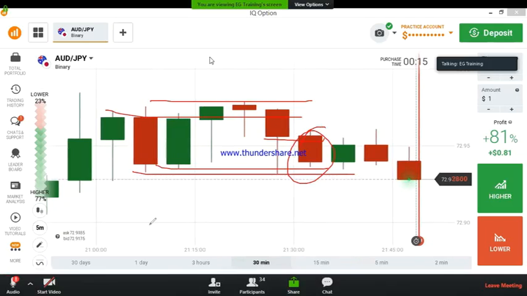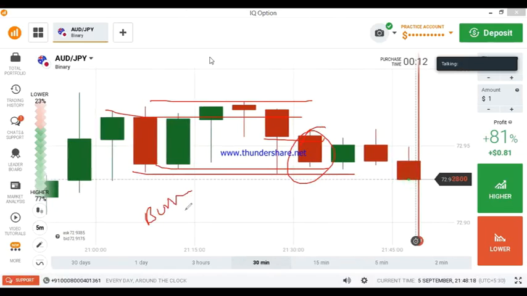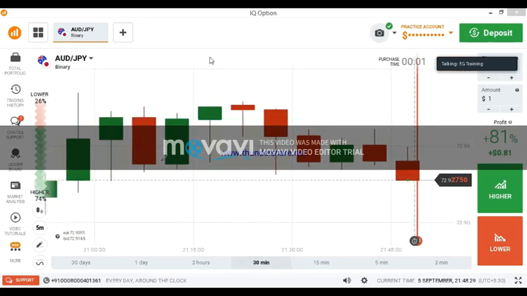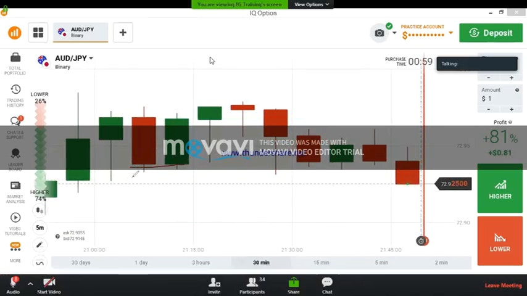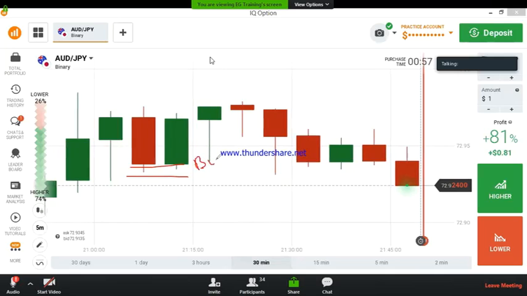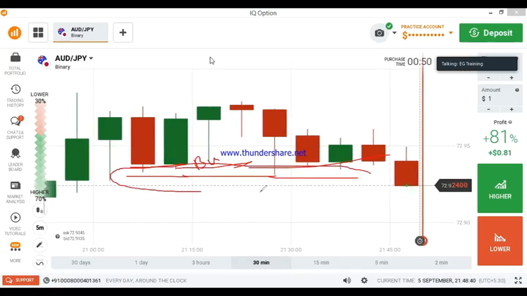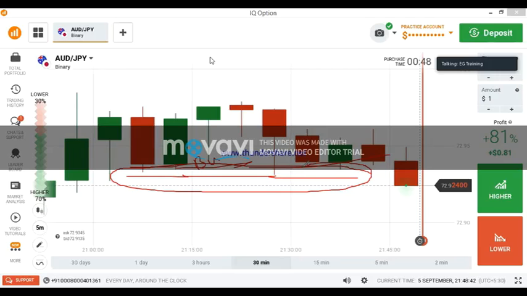The buyer's area is called the support level. The seller's area is called the resistance level. Here, from this level we are seeing a buyer's entry. This is a support level. This area is a support level. Whenever the market comes to this level, the buyers will enter at any time. There is no particular time to enter. They will enter at any time.